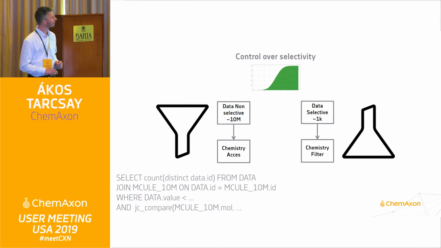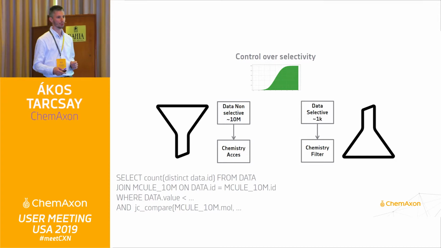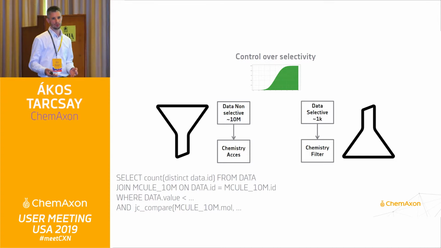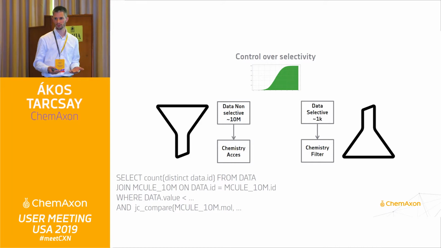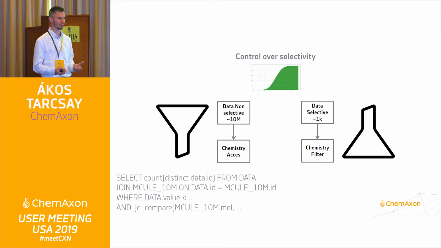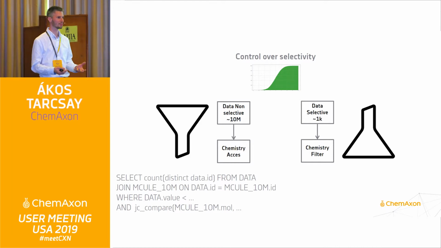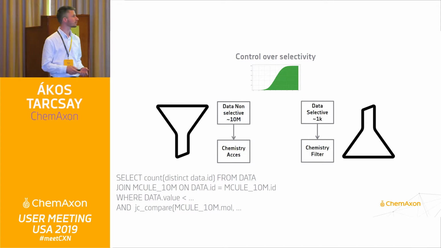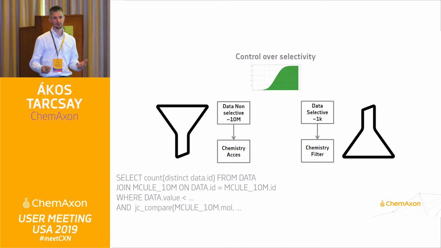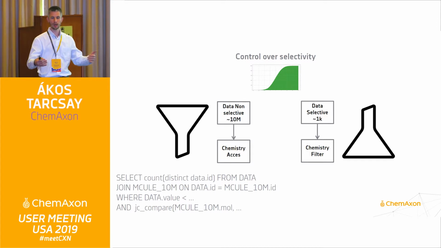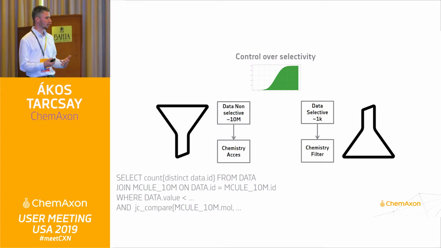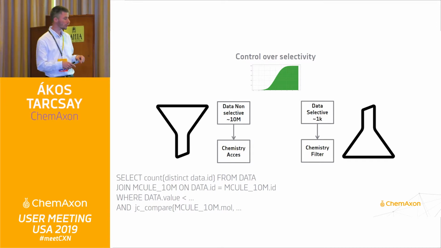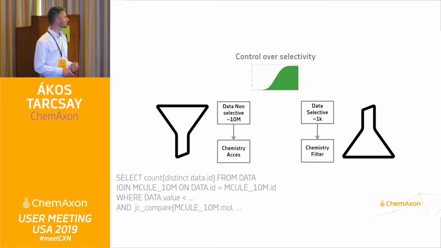However, if the data is selective, then the chemistry will be executed in a filter mode. For those who are familiar with RDBMS systems, these are two ways the data can be fetched. Basically, access is using the index, so it can effectively search in the tree and get back the results fast.